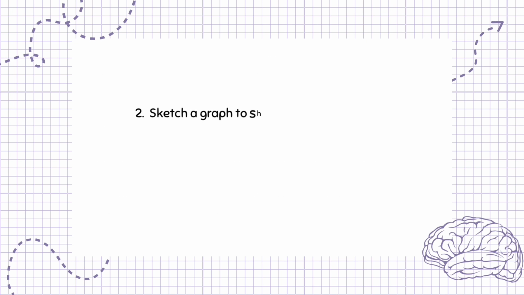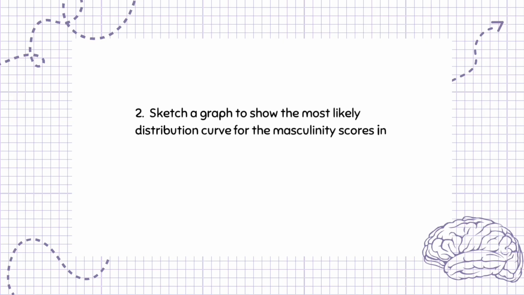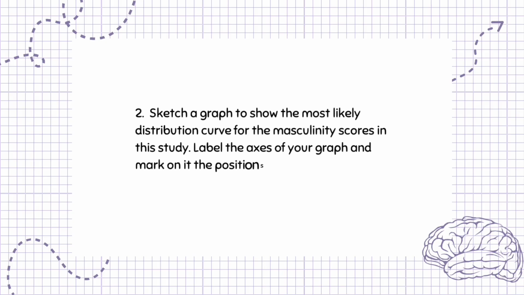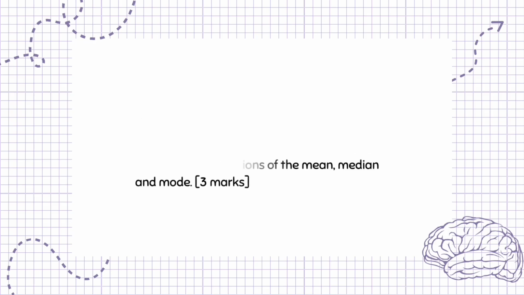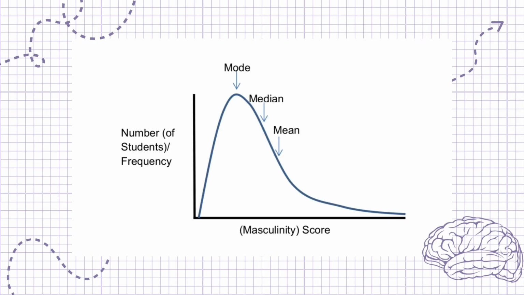Question 2. Sketch a graph to show the most likely distribution curve for the masculinity scores in this study. Label the axes of your graph and mark on it the positions of the mean, median, and mode. 3 marks. 1 mark for shape of curve with tail to the right. 1 mark for axis labels, masculinity score on horizontal axis, number of students or frequency on vertical axis. 1 mark for positioning the mean, median and mode appropriately in relation to one another.